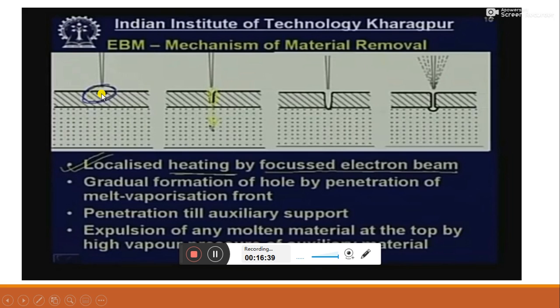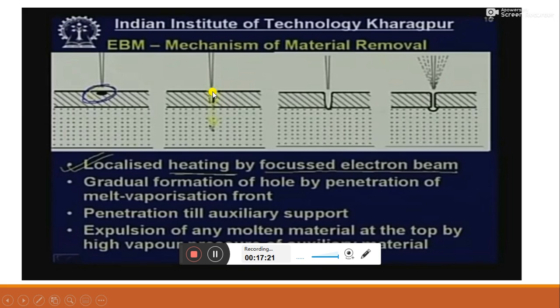This is the spot at which the beam is active. If we need a hole to be drilled, this is the location where it is to be drilled, so the beam will be focused here. Now this is the workpiece, this is the auxiliary material. Localized heating by focused electron beam: if you focus here, this will melt. Some will melt and some will get vaporized. So a melt vaporization front is formed. This is the melt vaporization front that is formed due to localized heating by the electron beam.